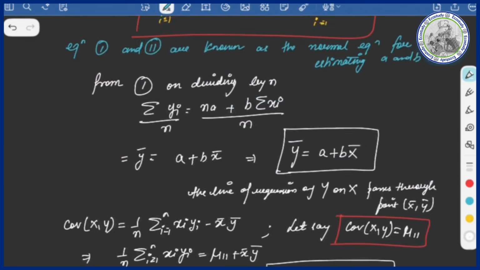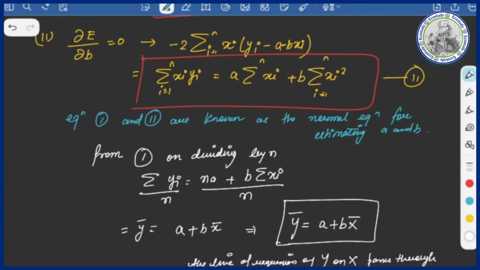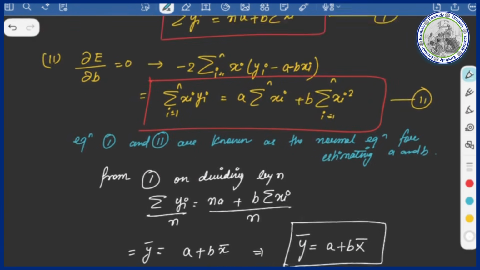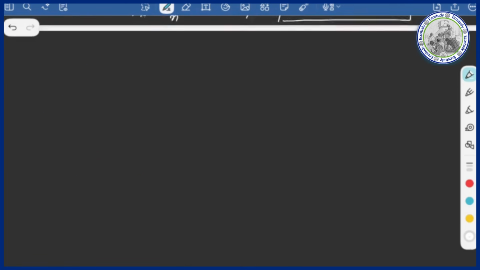See, I just used the transformation to calculate the 1 by n sigma xi squared. Why have I calculated it? Because in here I need sigma xi squared, and I need sigma xi yi. That's why I am using the correlation function.